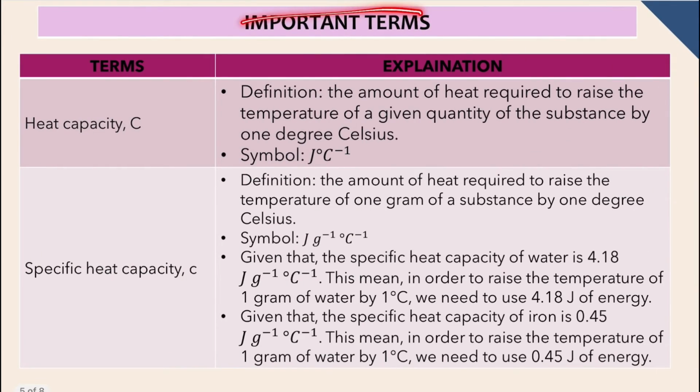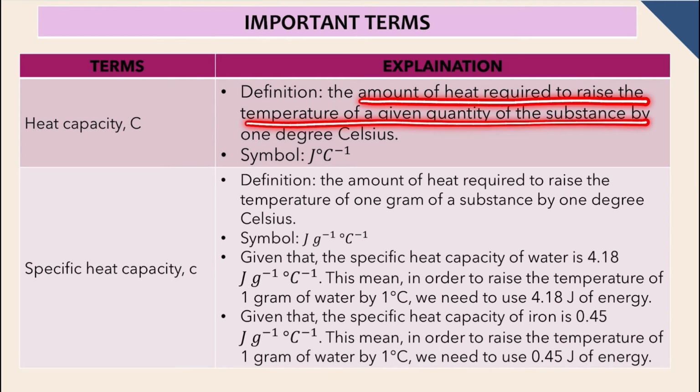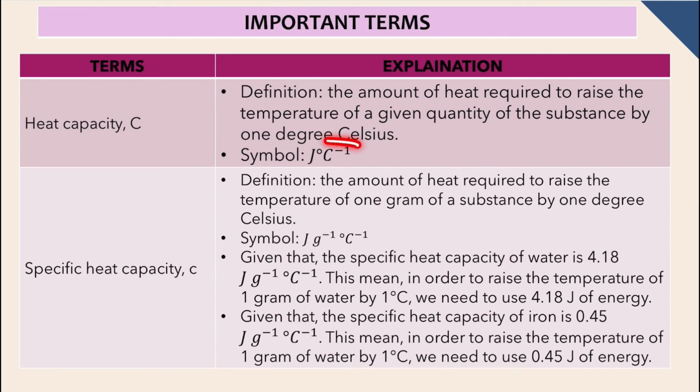Next, I will introduce you to two important terms that will be used in calorimetry calculation. The first one is heat capacity. Simbol dia C besar, capital C. It is the amount of heat required to raise temperature of a given quantity of the substance by 1 degree Celsius. Dia punya simbol adalah joule per degree Celsius.